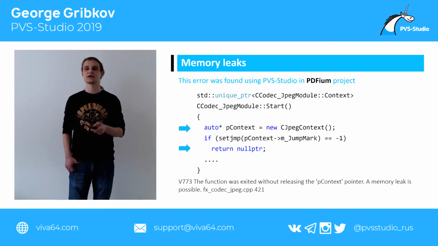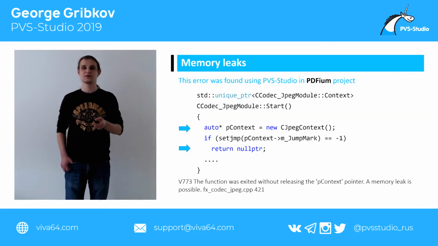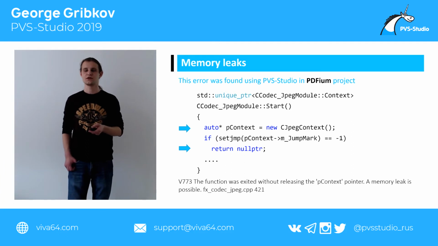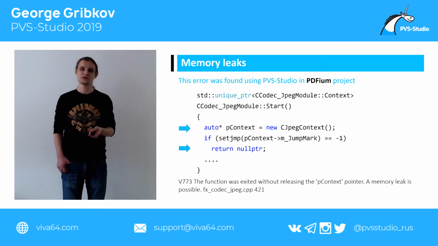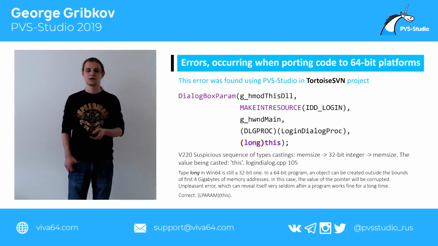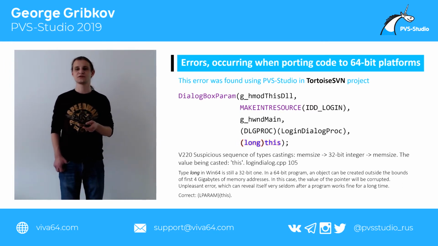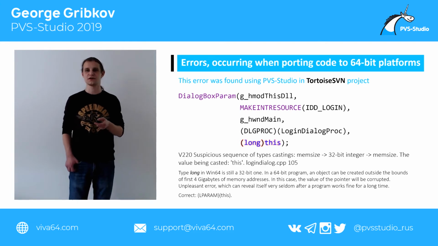Let's look at some cases of memory leaks. A simple example: we allocated memory, but if something went wrong, then we just return from the function. The memory of the object as it was allocated will remain in RAM, because no one took care of its release.